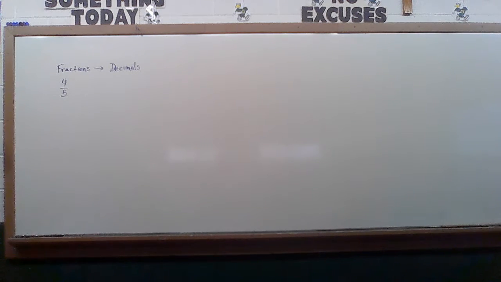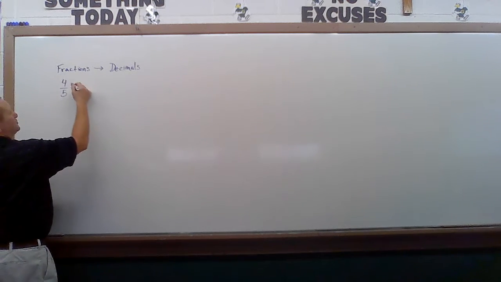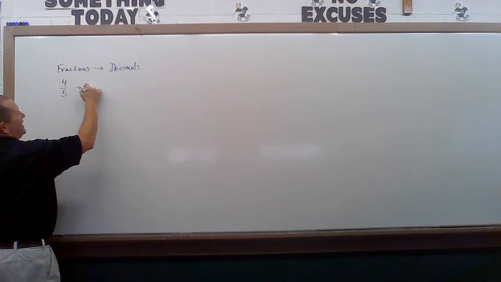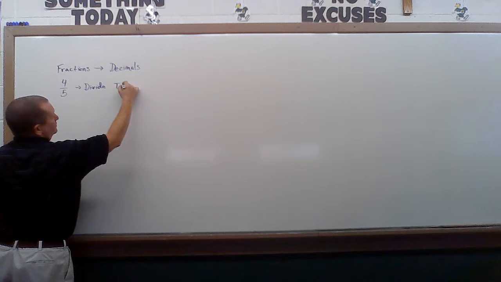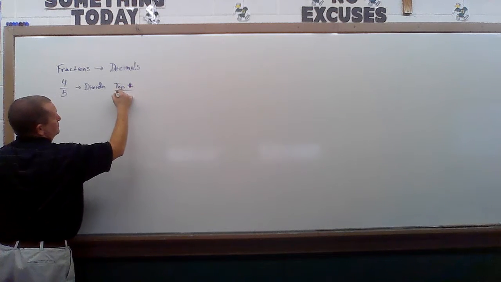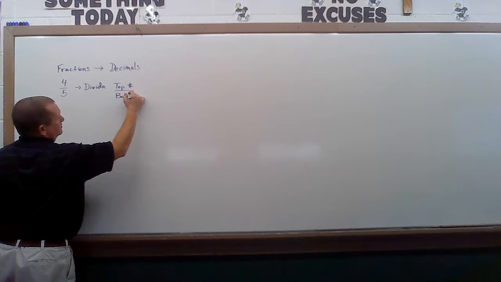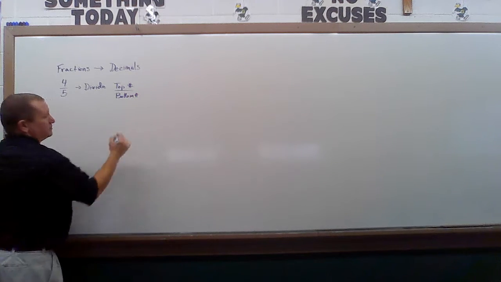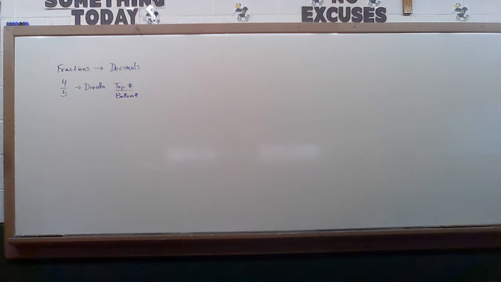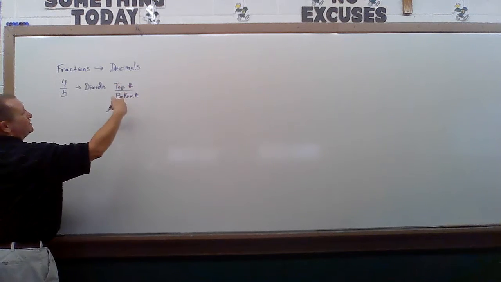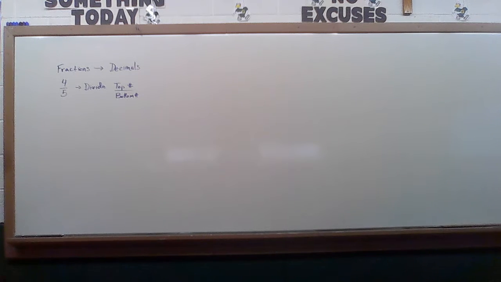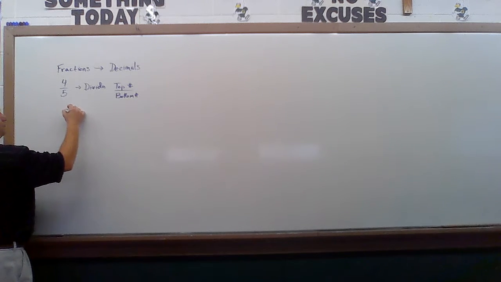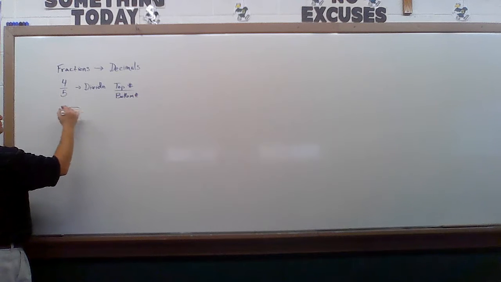We haven't done that. To take a fraction to a decimal, you are going to divide the top number by the bottom number. So again, top number divided by the bottom number. If you don't have a calculator, we've got to go old school, right? We're taking 4 divided by 5.